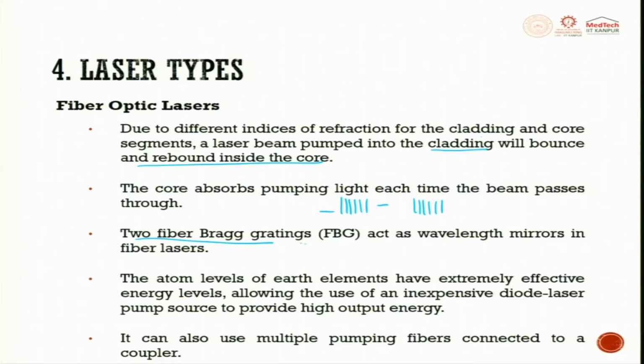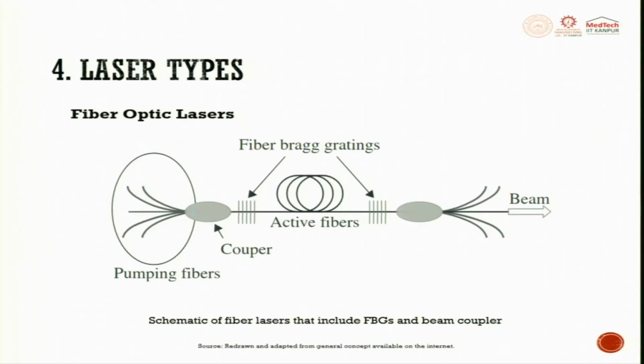Two fiber Bragg gratings act as wavelength mirrors in the fiber laser. So, this is the wavelength, the partial mirrors we saw, wavelength mirrors. The atoms of rare earth elements have extremely efficient energy levels, allowing the use of inexpensive diode laser pump sources to provide high output energy. It can also use multiple pump fibers connected to a coupler. So, this is a coupler, with multiple fibers attached to it.